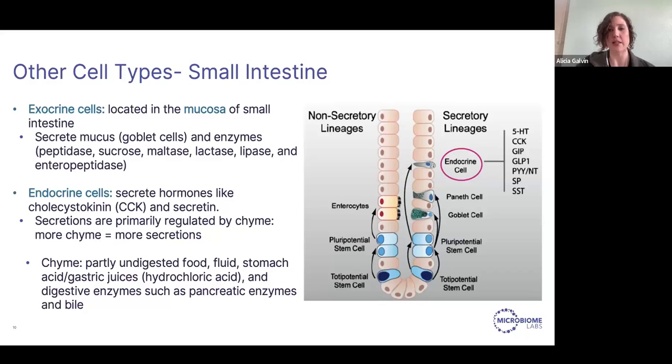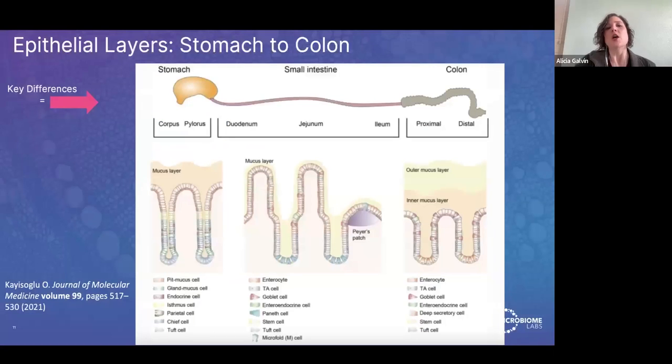So that's tying into what happens when these systems break down. Here, I like pictures, and this is an image just to help break out the differences between the stomach and the different types of cells in the stomach, versus what's in the small intestine in terms of anatomy, and then also the colon.